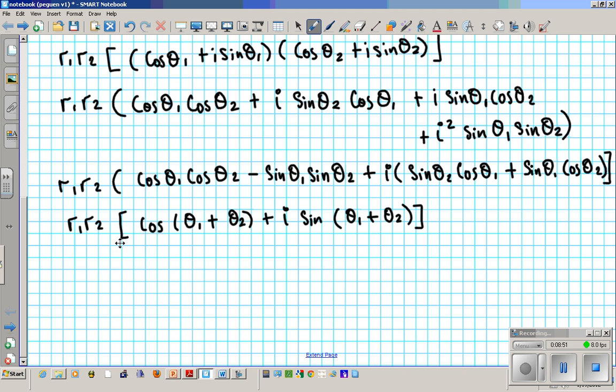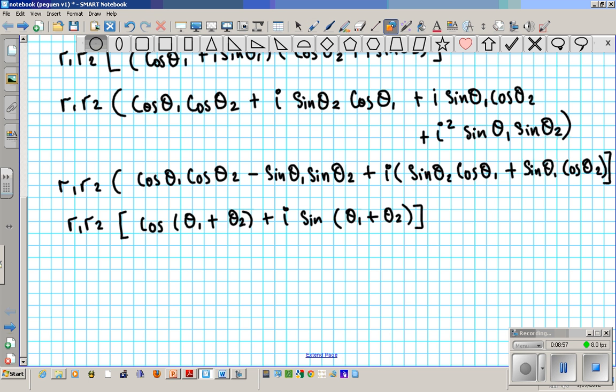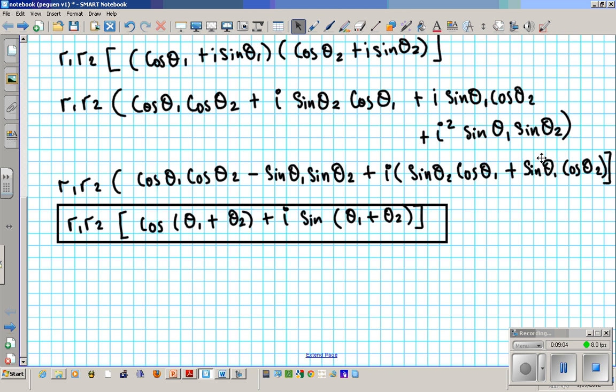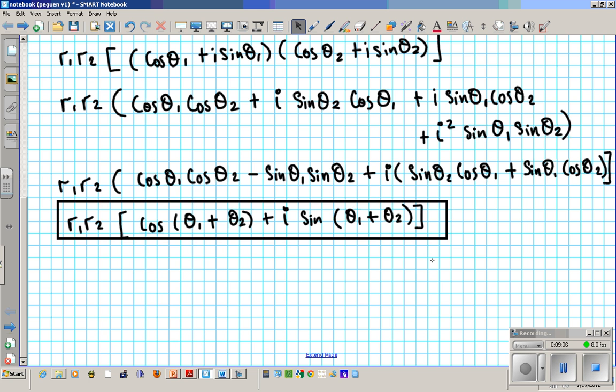The product is the product of the radii times the cosine of the sum plus I sine of the sum of the angles. Alright? So this is the formula we're going to be using for the product component of our classwork. Alright, so let's try an example.